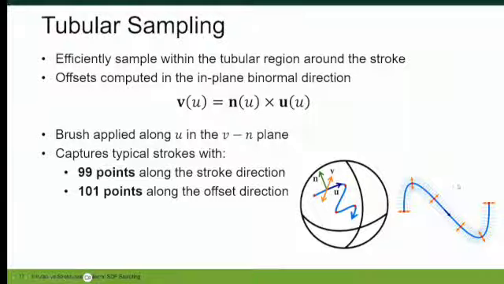So we observed that for typical strokes on these shapes, if we sample around 99 points along the stroke direction, 101 points along the offset direction, that gives us around 10,000 points in total to capture an arbitrary stroke for its sampling.